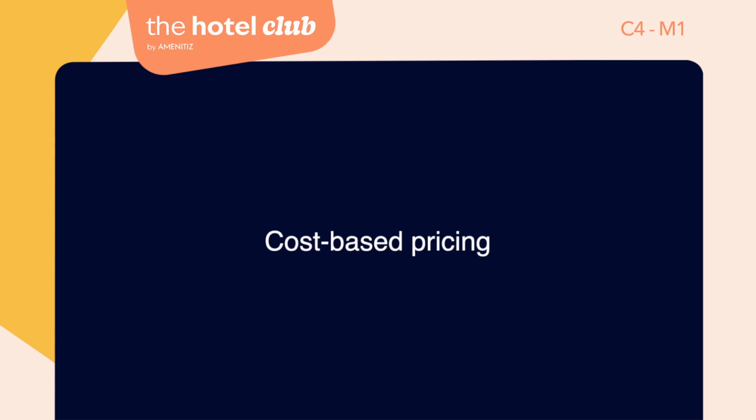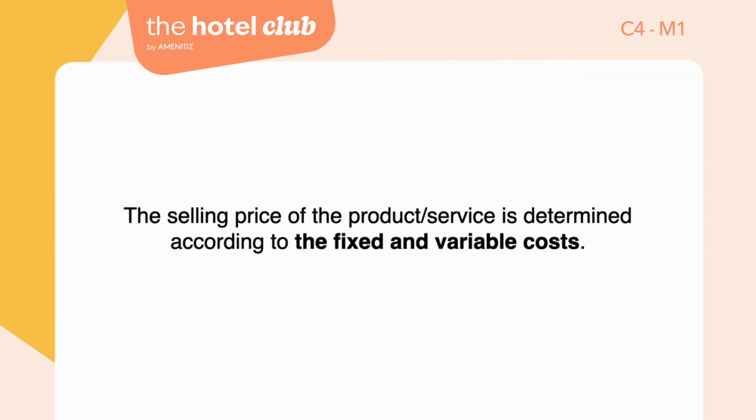So let's start at the very beginning. Famously, a very good place to start. So what the H is cost-based pricing, you ask? So this is a pricing strategy based on cost constraints and expected margin. So the selling price of the product or service is determined according to the fixed and variable costs. So maintenance costs, salary costs, and that kind of thing.